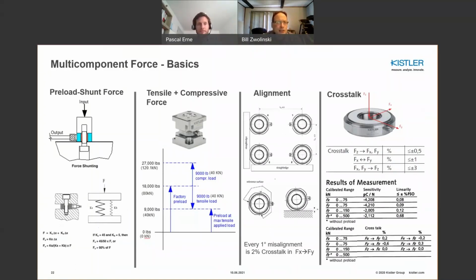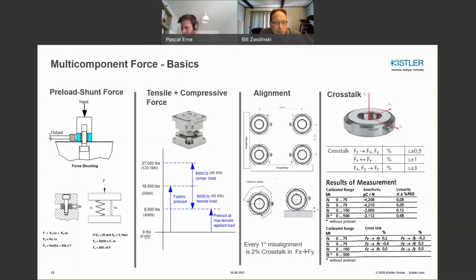I mentioned before tensile and compressive force measurement. That's done by preloading. If you preload to 2/3 of the measuring range, you're able to get plus or minus 1/3 compressive and tensile measurement. Force sensor alignment within a dynamometer.